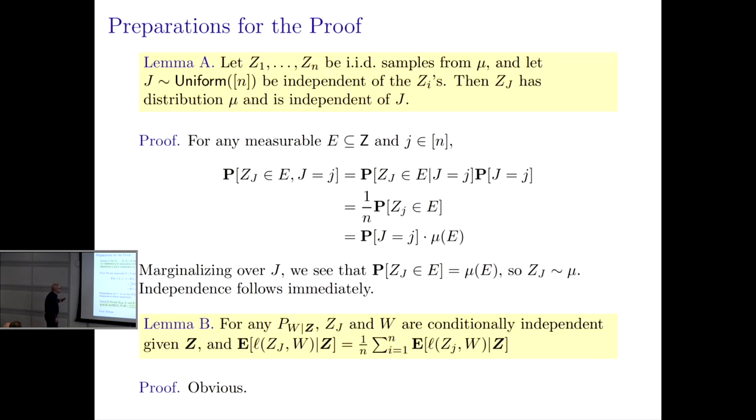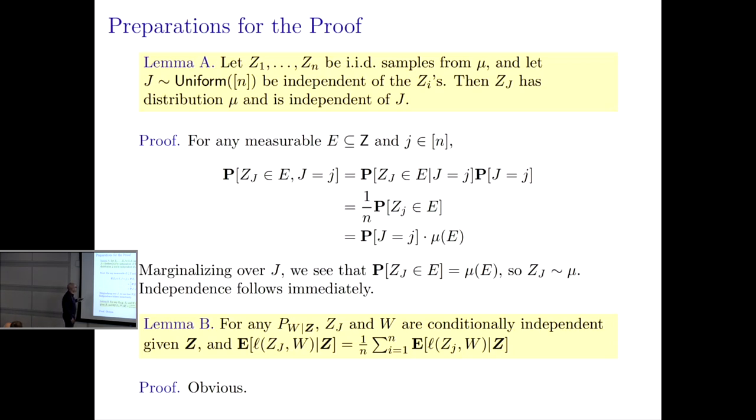First lemma is this. Suppose I have Z1 through Zn, IID samples from some mu, and then I pick an index J from the uniform distribution on the index set, independently of the data. Now I look at Zj, the randomly chosen element of this N-tuple. Two things. First of all, Zj has the same marginal distribution mu, which is actually not surprising. But it's also independent of J, which is slightly surprising, but also pretty interesting. And the proof is very simple.